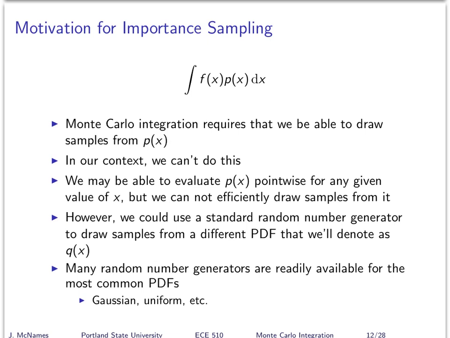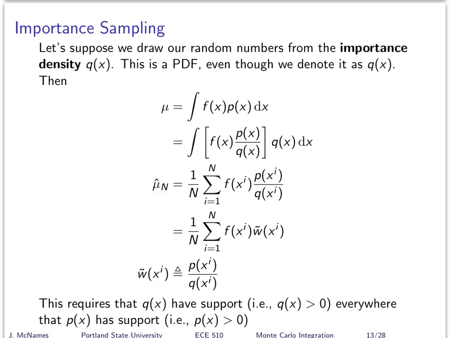So one of the things that we can do is, instead of using p of x, draw samples from something that is available in MATLAB or Mathematica or whatever you're using, from another PDF that I'm going to call q of x. And this q of x is called the importance density, for reasons I'll explain shortly. There are a lot of random number generators. So you say, I'm not going to limit myself to p of x, but I'm going to choose an arbitrary q of x and draw random numbers from that.